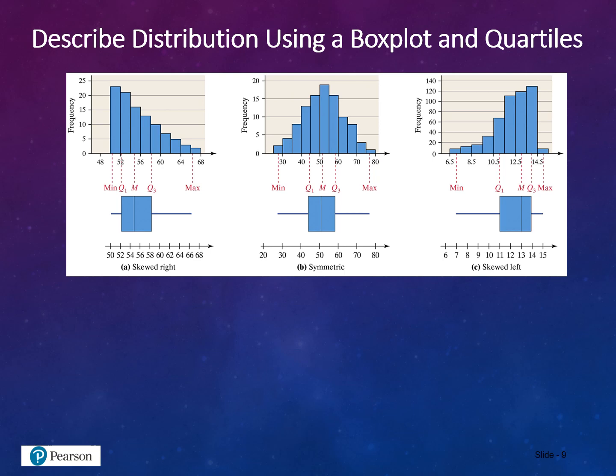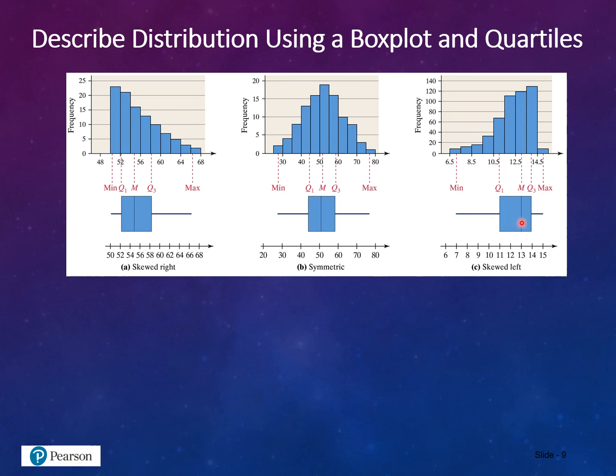So let's look at how we can describe the distribution of our data using a box plot and quartiles. Here we have data that is skewed right, here we have data that is skewed left, and in the center we have symmetrical or bell-shaped curve data. Notice that when it's skewed right, the whisker on the right is longer. When it's skewed left, the whisker on the left is longer.